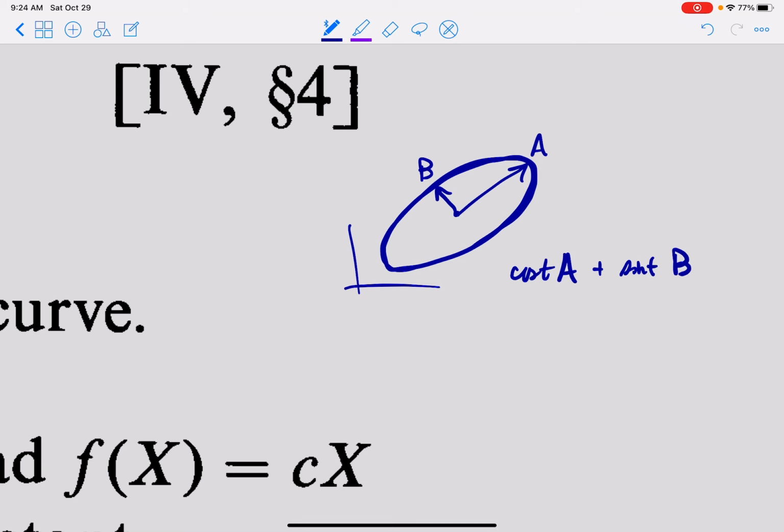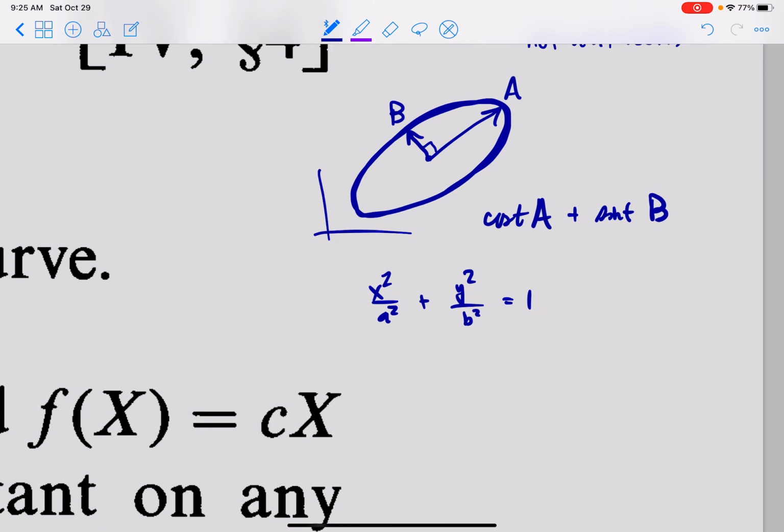Now here, a and b do not need to be unit vectors. If they are unit vectors, then we're going to get a circle. But we do want them to be perpendicular. Okay? So anyway, let's take the ellipse x squared over a squared plus y squared over b squared equals 1. This is actually a much simpler ellipse.